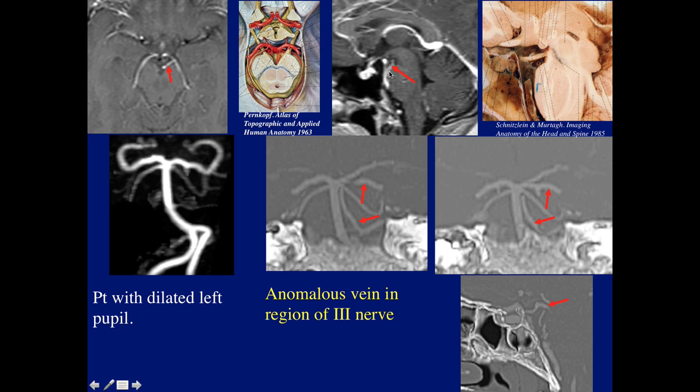So this was really the only explanation for the third nerve symptoms, because of this abnormal vein doing something in the region of the exit of the third nerve.